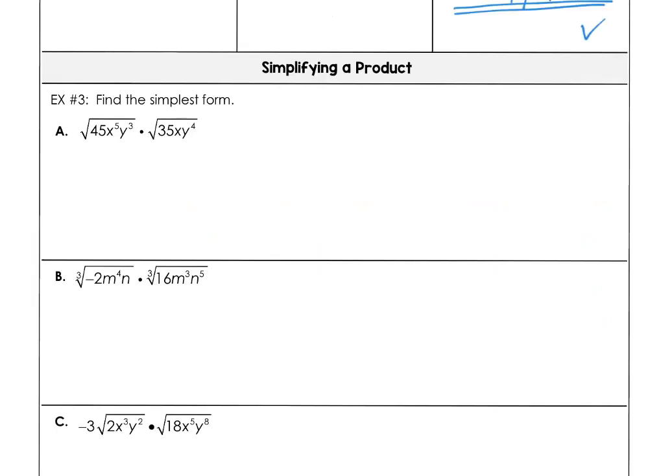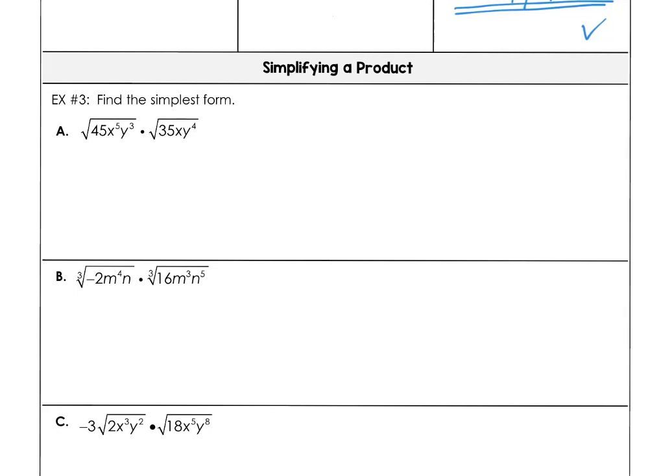In part 3, we're doing the same thing. We have 45 times 35. So putting those together, we could think about 45 as 9, which is a perfect square, times 5. And then 35 can be 5 times 7. And combining like terms with x to the 5th times x. And y to the 3rd times y to the 4th is going to be y to the 7th, but I want perfect squares to help me simplify completely.